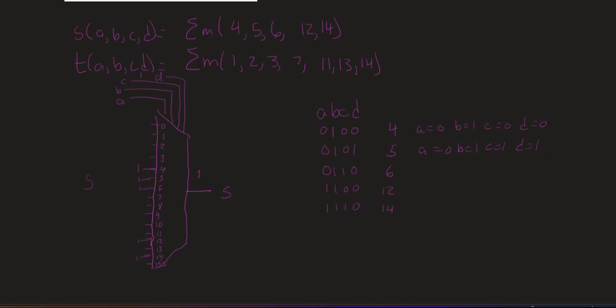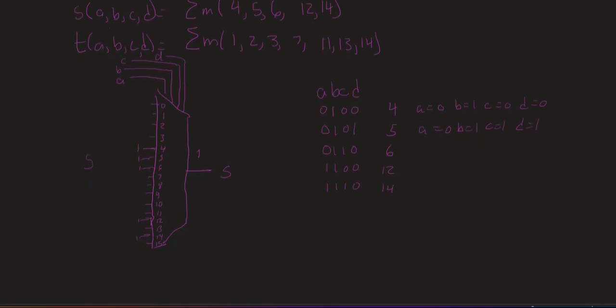Well, how do you do this if you have 2 multiplexers? I did this one way in the lab, but I think I'm going to do it another way that you'll like better. So what if you only have a 0 to 8 multiplexer? 0, 1, 2, 3, 4, 5, 6, 7, 8. How can you make a 0 to 15 multiplexer out of 2 0 to 8 multiplexers?